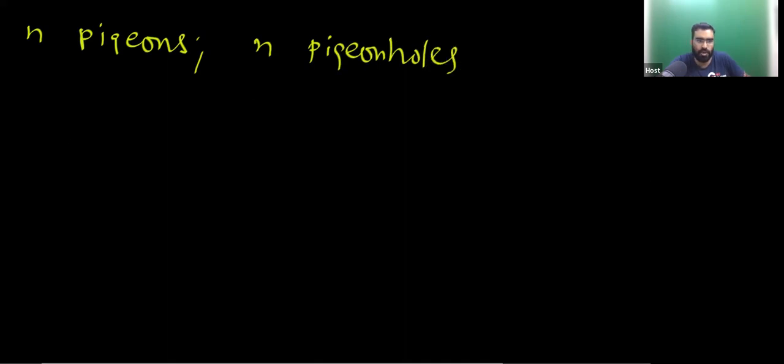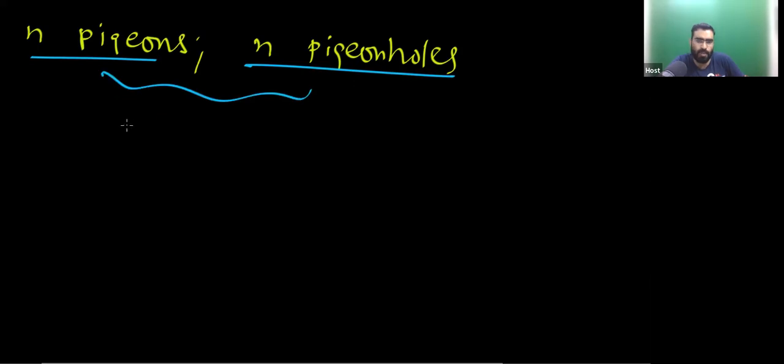You can see that it looks like you have N pigeons and N pigeonholes. It is looking like that. You have N pigeons and N pigeonholes, so it looks like the pigeonhole principle is not applicable. But there is a trick.